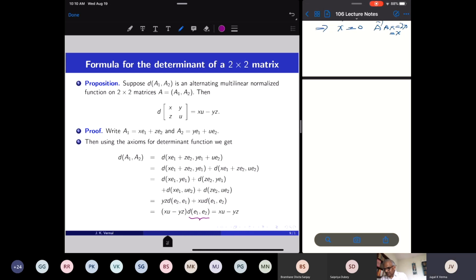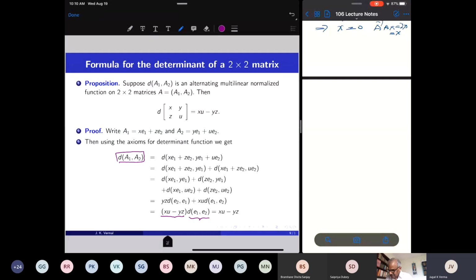So we have derived the formula for 2 by 2 matrices simply by using multilinearity, the normalization property, and the alternating property. All three properties are used to derive this formula, right? If you don't use the normalization property, what it says is that any function which is multilinear and alternating on 2 by 2 matrices is equal to the usual determinant times the value of D on the identity matrix. So once I fix the value of D on the identity matrix, then this multilinear alternating function is determined.